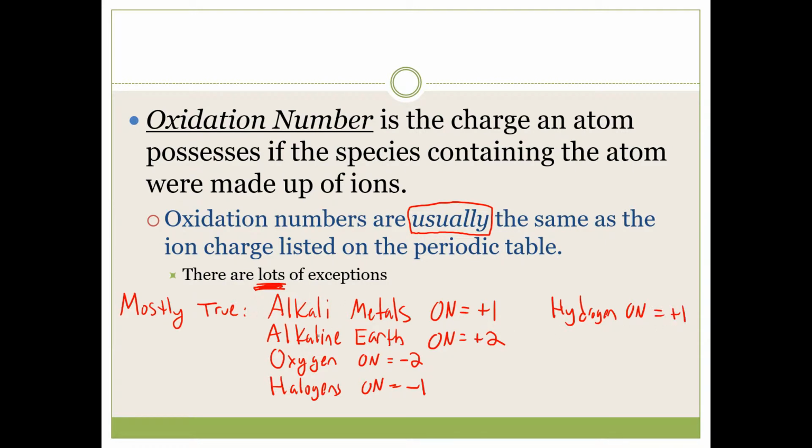So these mostly true statements, in the absence of any information about the compound, you can take these 5 statements as being true. In some cases, though, especially with oxygen and halogens, their oxidation number will be different from this, but you'll probably be able to figure that out based on the context of the compound and the problem in question. Right, so that's what the oxidation number is.